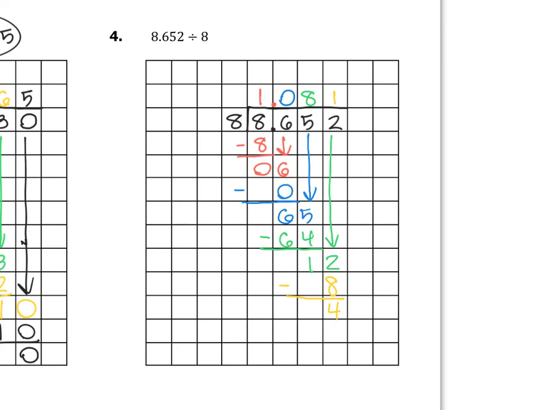So now I'm ready to add a 0. I can bring down that 0 now and take 8 into 40. 8 will go into 40 5 whole times, and when I multiply 5 times 8 I get 40, and so now I'm done dividing. So my answer to this problem is 1.0815.